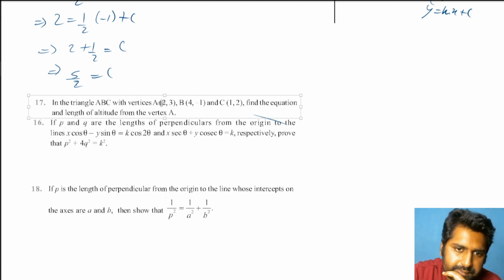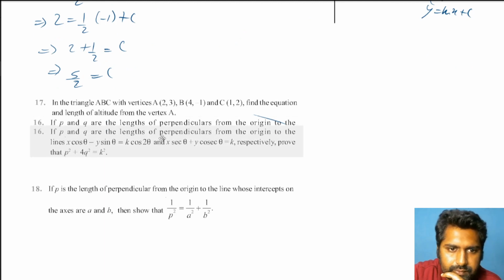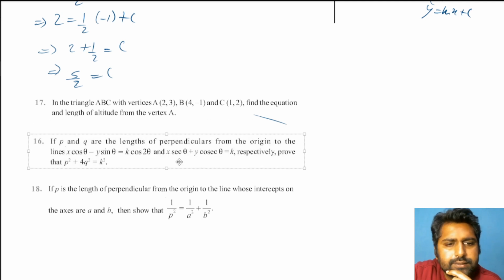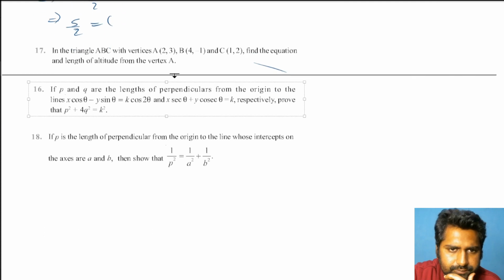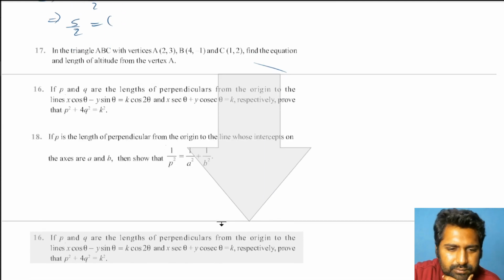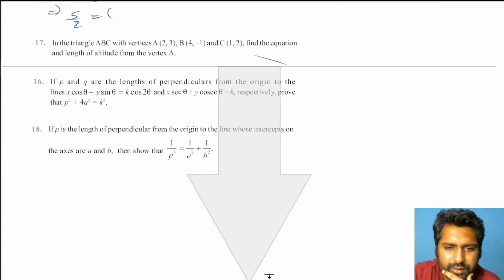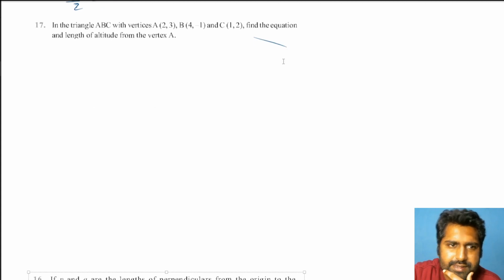This is lengthy. I'll discuss the idea at least. Let's do 17th first. Numbers are there. The last two questions are regarding proving, so we'll discuss that at the last.